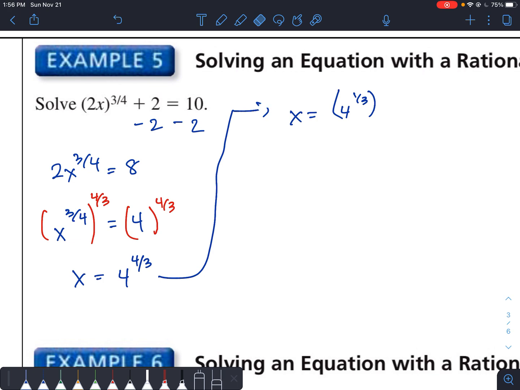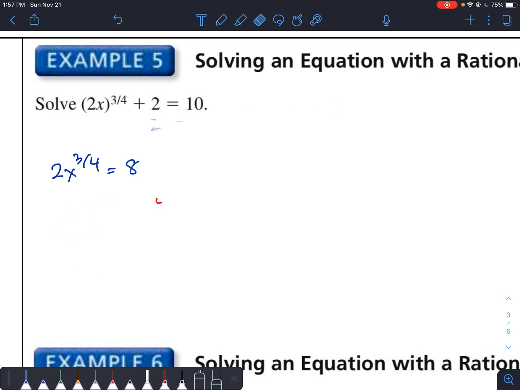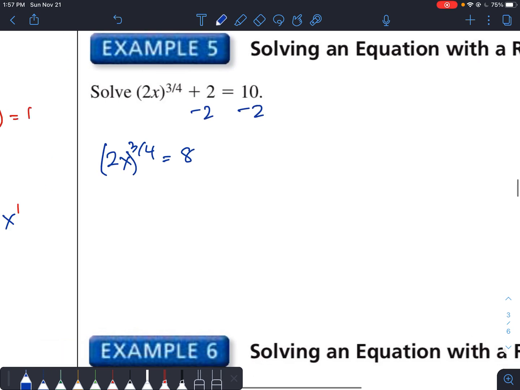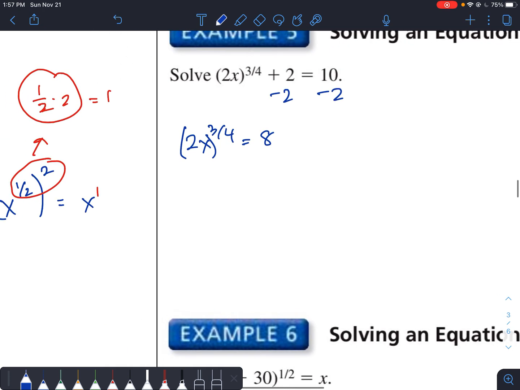One second, I messed up here, hold on. I can't divide by 2 here, so I subtracted 2 and I got 8, but this is in parentheses, so I was not able to divide by 2. But in any case, we still do the same thing. So we raise this to the 4/3 power, raise this to the 4/3 power, which would give me 2x equal to 8 to the 4/3 power.